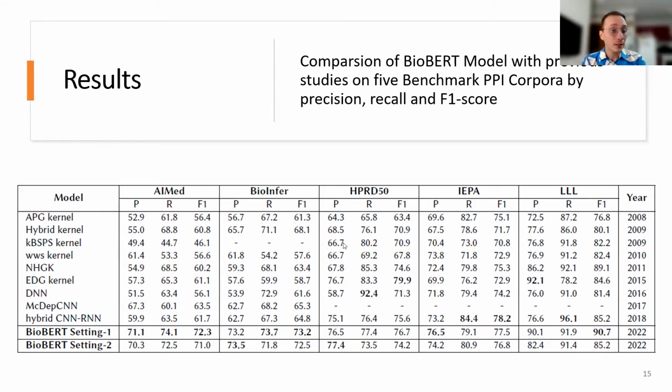The BioBERT model outperformed all of the previous studies on the two largest corpora, AIMed and BioInfer, and also on the smallest dataset, LLL. Furthermore, we obtained second best results on the other two datasets. As a second setting, since we tagged each interaction word as well, we obtained better precision scores compared to the first setting on BioInfer and HPRD50 corpora. But this precision improvement is not so clear in this table for the AIMed dataset.